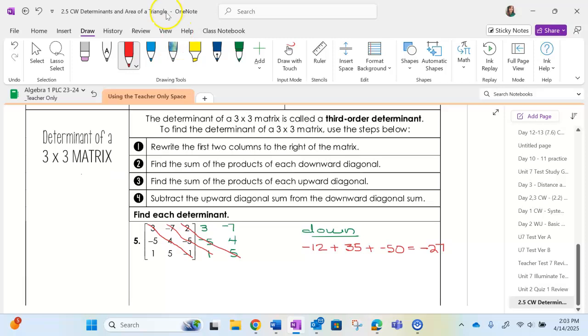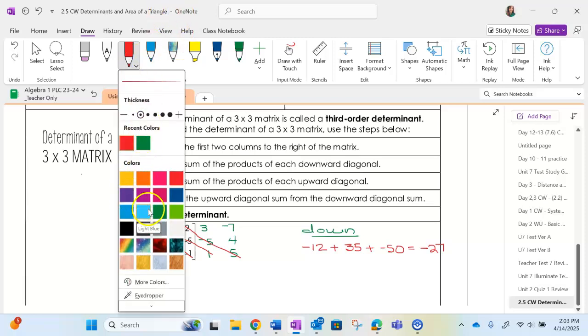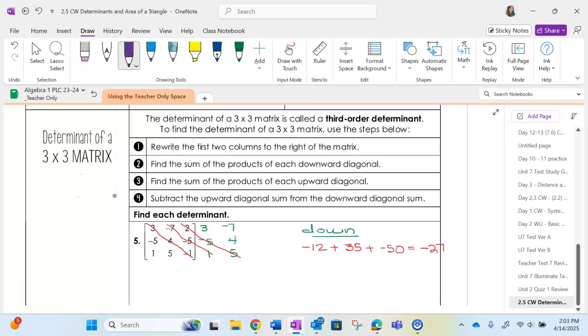Now I'm going to change colors again. Let's do purple. Now we're going to do the ups, starting in the bottom left. So 1 times 4 times 2 is 8. Plus 5 times -5 times 3 is -75. Last one, -1 times -5 is 5, times -7 is -35. Equals -102.